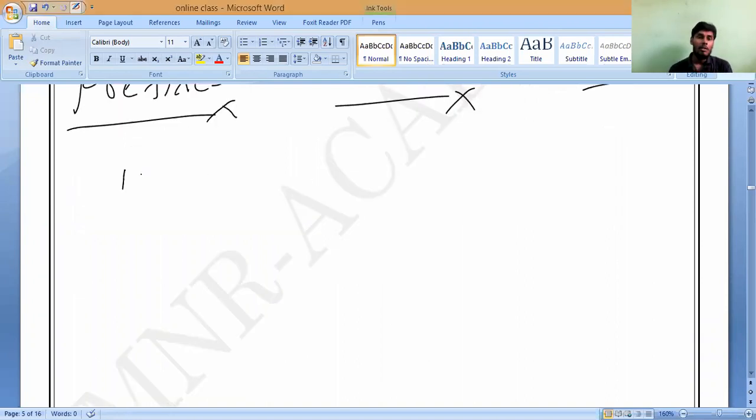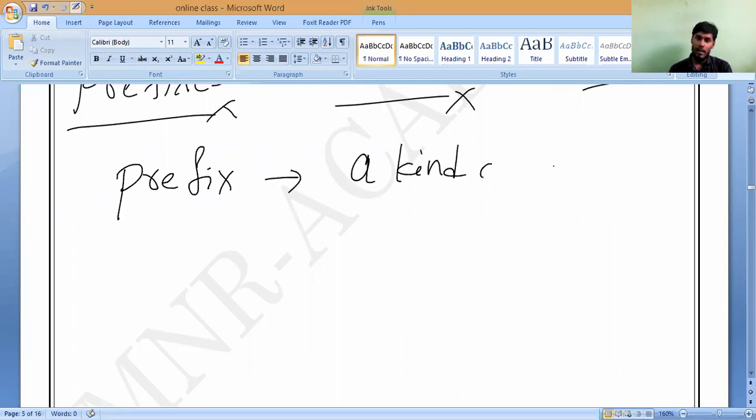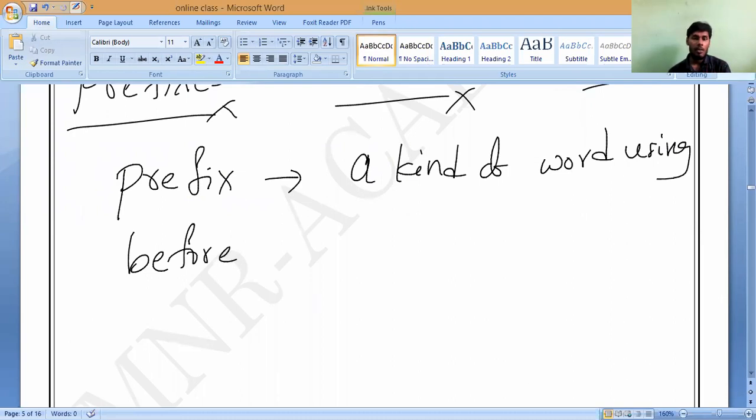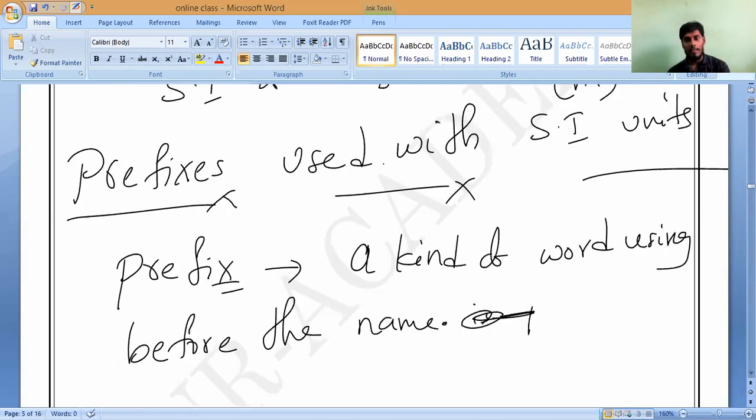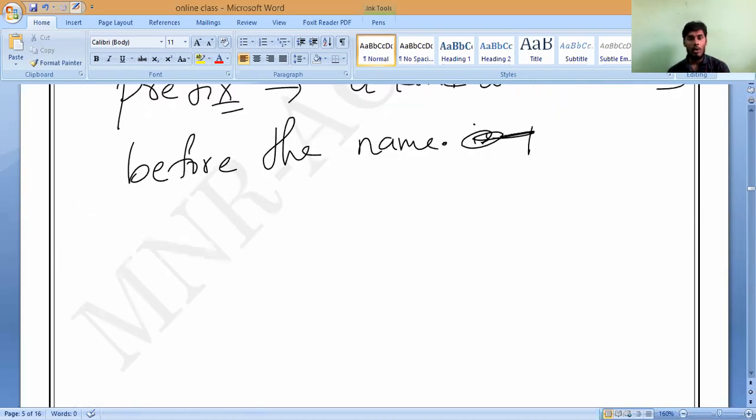Prefix means a kind of word used before the name. Understanding? Before the name is called a prefix. Now, for example, you consider length. What is the SI unit, Santosh, Pranav, Lohit? The SI unit of length is meter.